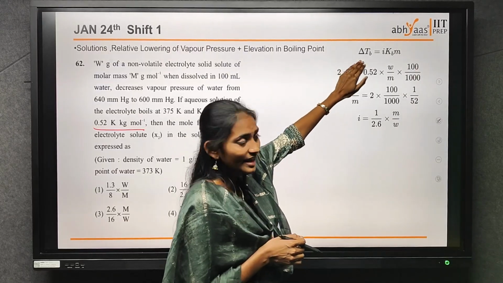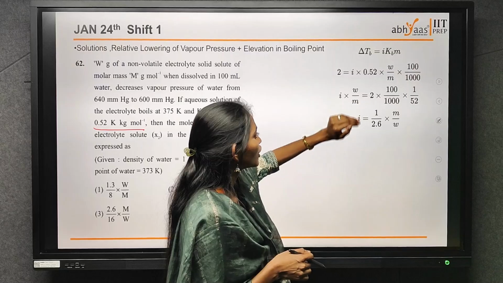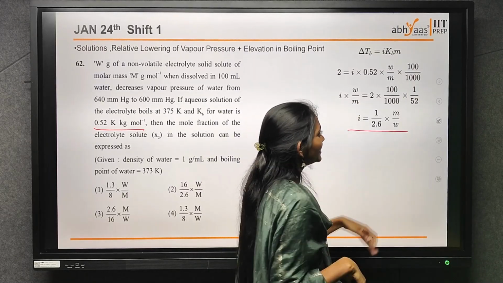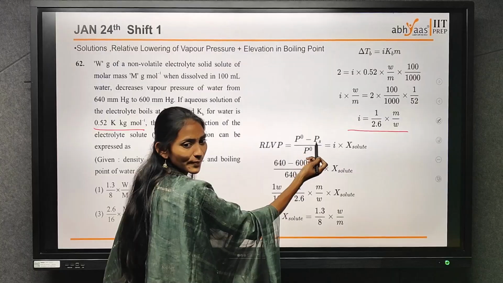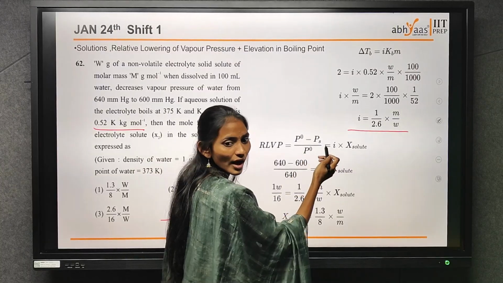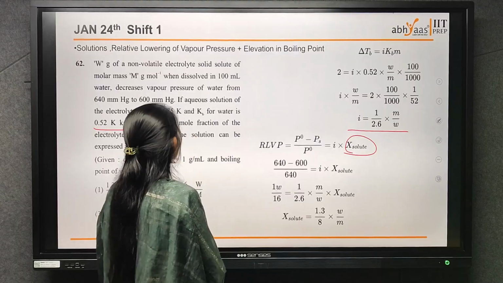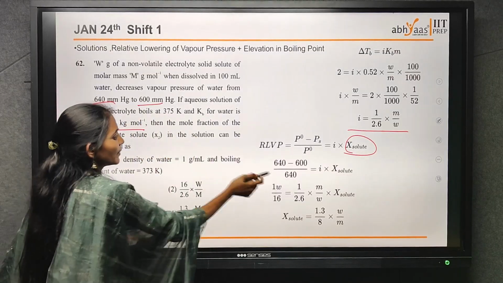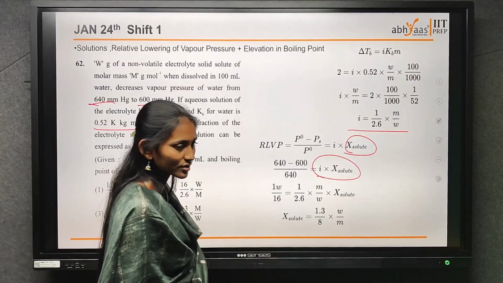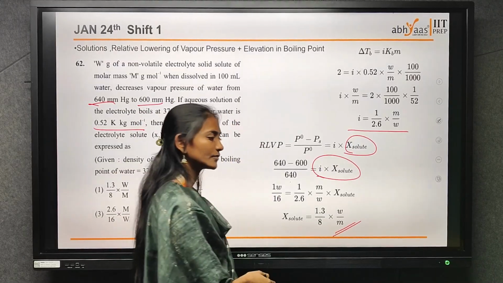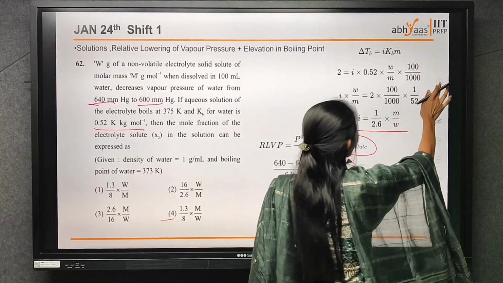See, delta Tb is equal to i into Kb into m. If you substitute the values, you are getting your i value, right? Moving on to the relative lowering of vapor pressure, therefore P0 minus Ps by P0 is equal to i into mole fraction of solute. If you substitute P0 640 and 600 by 640, i into mole fraction of solute, you are getting this answer, right? So this is a calculation question and a time taking one.